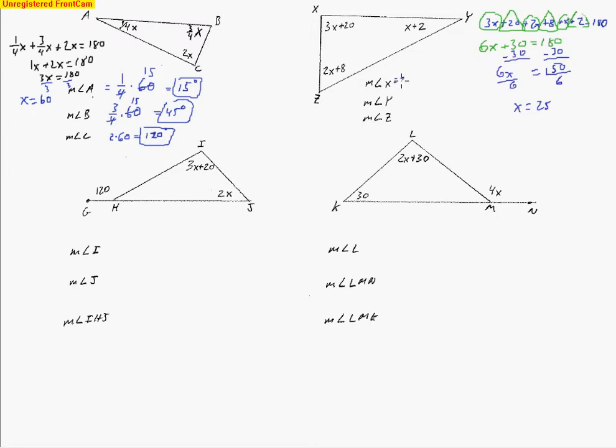So when we do this, it's 3 times 25, and then we have to add on 20. So 3 times 25 gives me 75 plus 20, ends up giving me 95 degrees. Now for angle y, same sort of thing. We're just doing 25 in for x. So 25 and then plus 2 gives me 27 degrees. And then for angle z, we have 2 times 25 plus 8. So it makes 50 and 8. Add to make 58 degrees.